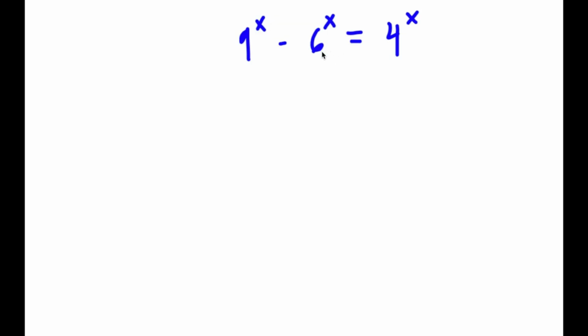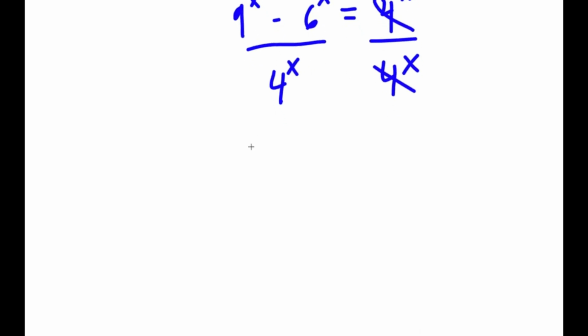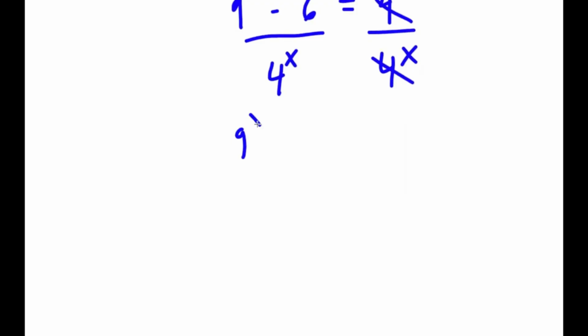Now what I'm first going to do is divide both sides by 4 to the power of x. So now I have 9 to the power of x minus 6 to the power of x over 4 to the power of x is equal to 4 to the power of x over 4 to the power of x. So then these two cancel out. So now I have 9 to the power of x minus 6 to the power of x over 4 to the power of x is equal to 1.